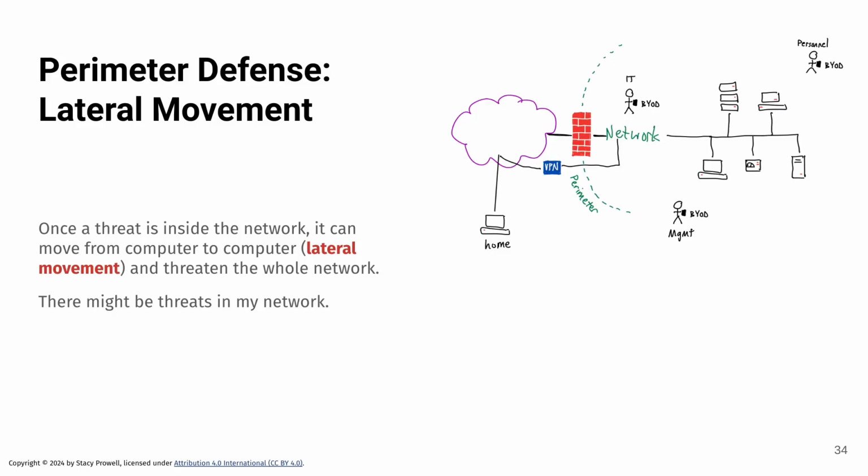But now I'm getting a little bit suspicious of what's inside the perimeter, and I'm worried. Once a threat gets inside the perimeter, it can move around. We call that lateral movement, and it can threaten the whole network. And I have to admit at this point, there could be some threats in my network. So what's my next strategy?